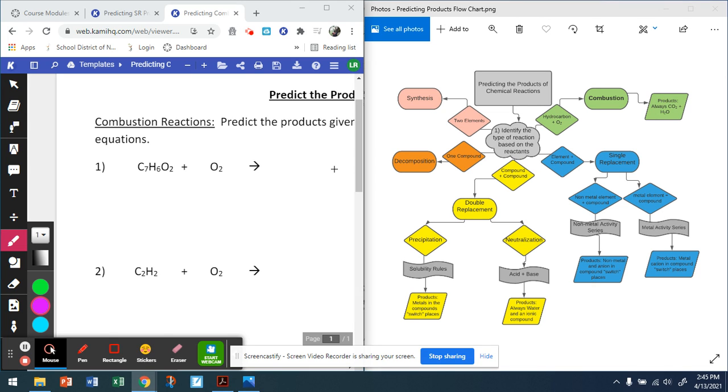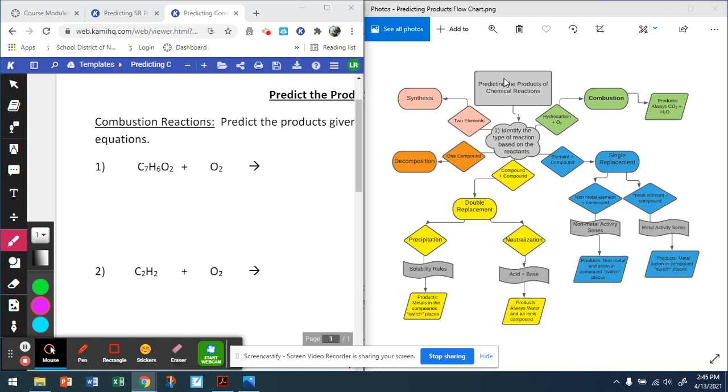Hello everyone, just want to take a little time to do a quick tutorial applying what you learned in the Predicting the Products lecture. This is combustion reactions, and when we take a look, I just want us to remember how we identify that this is combustion using our flow chart.